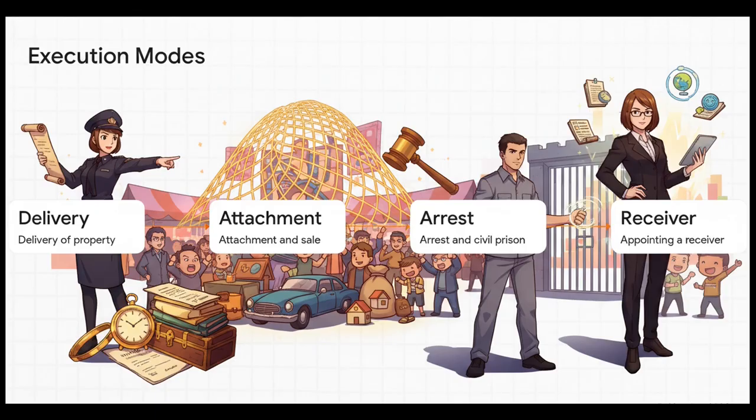The court can order the physical delivery of property. It can attach the debtor's property and sell it at a public auction. It can even order the arrest and detention of the debtor in a civil prison for unpaid money decrees. Or it can appoint a receiver to manage the assets. The bottom line? The court ensures its decree is not just a worthless piece of paper.